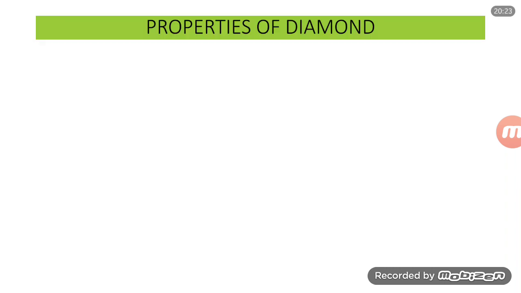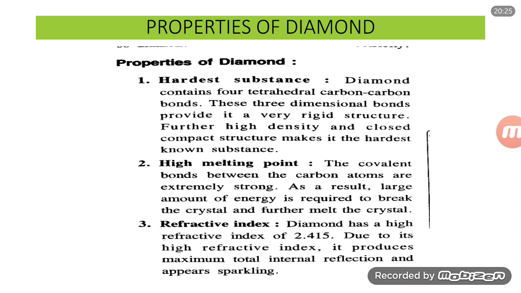Coming to properties of diamond. Diamond will have different properties. Number one, we all know that diamond is the hardest substance. And why is it so hard? Because of its typical arrangement of carbon atoms in its structure. The covalent bonds between the carbon atoms are also very strong.